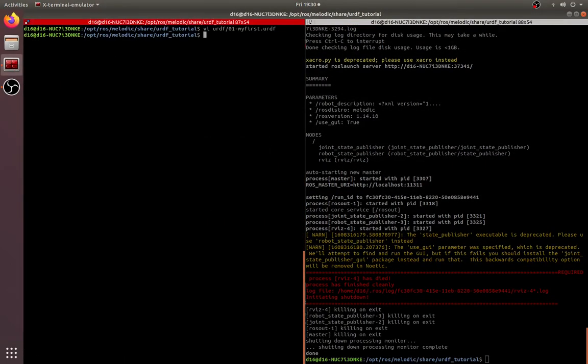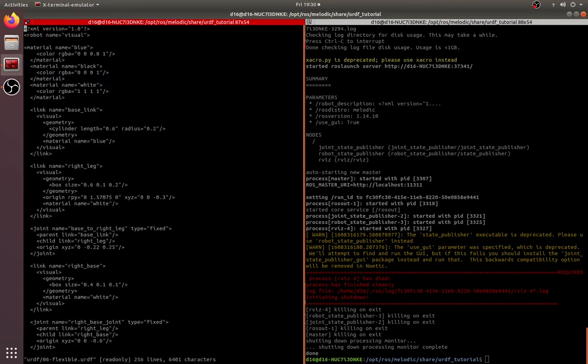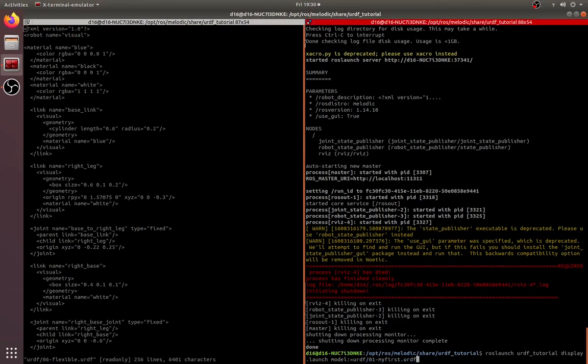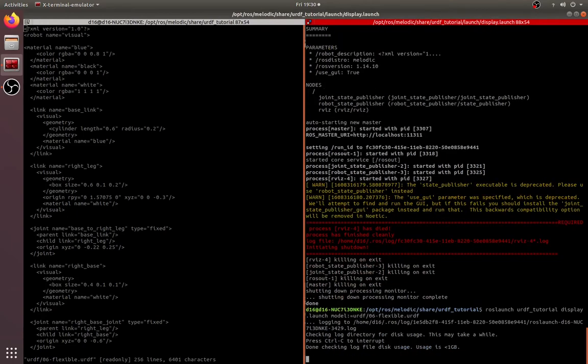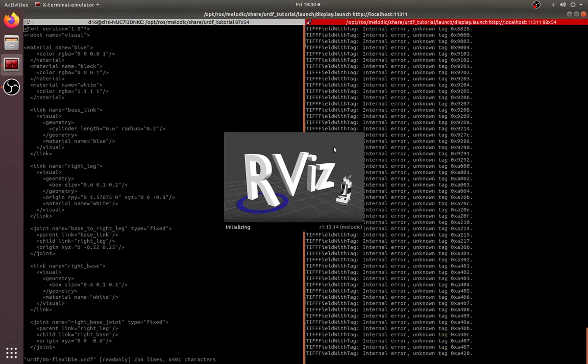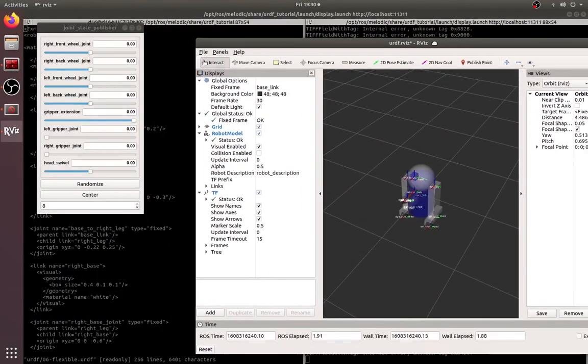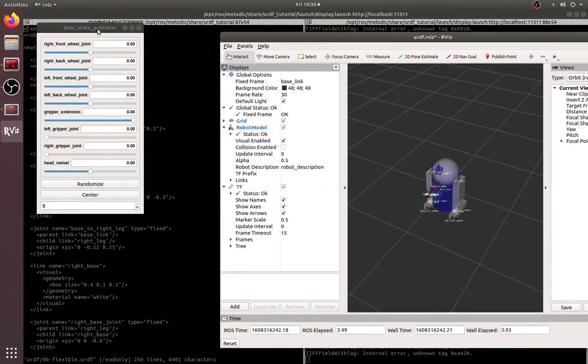URDF tutorial has a file of the robot R2D2, or at least the URDF file of it, from which the sort of full structure of a URDF file can be seen. So URDF defines the structure of a robot in terms of links and joints, where links form the robot structure and joints form the connection between links and set motion constraints.